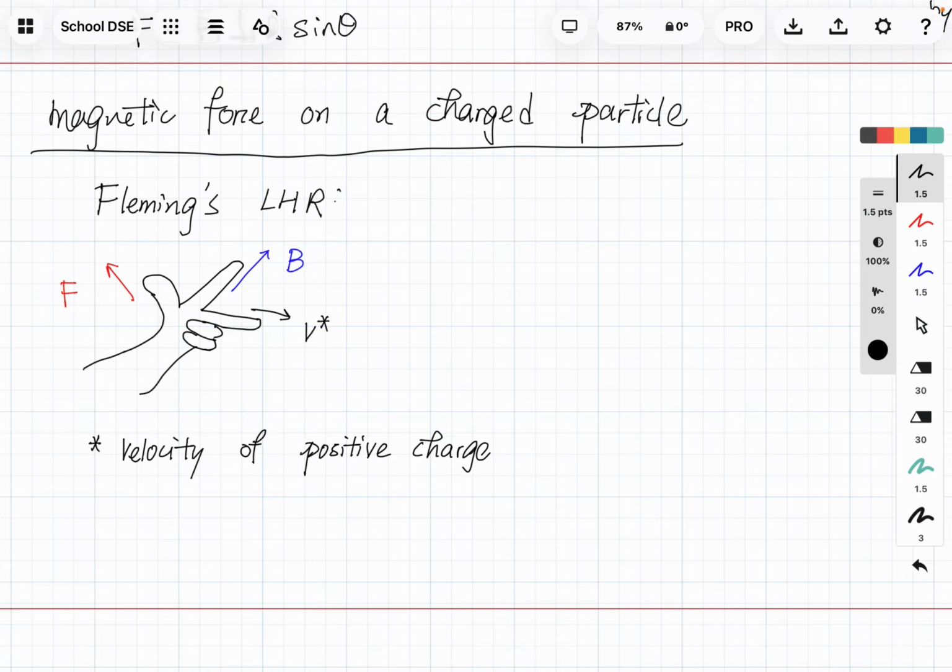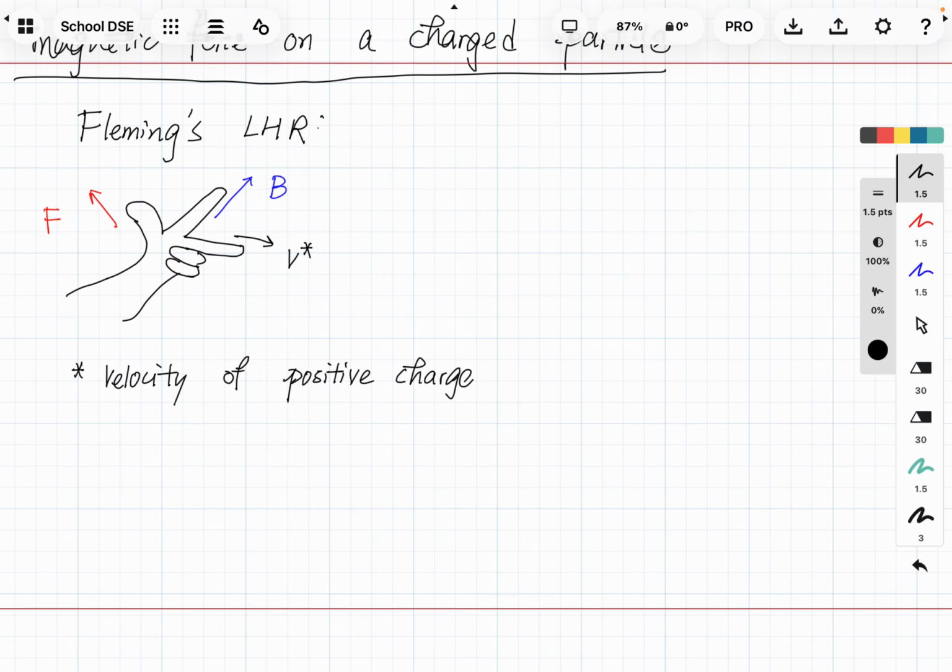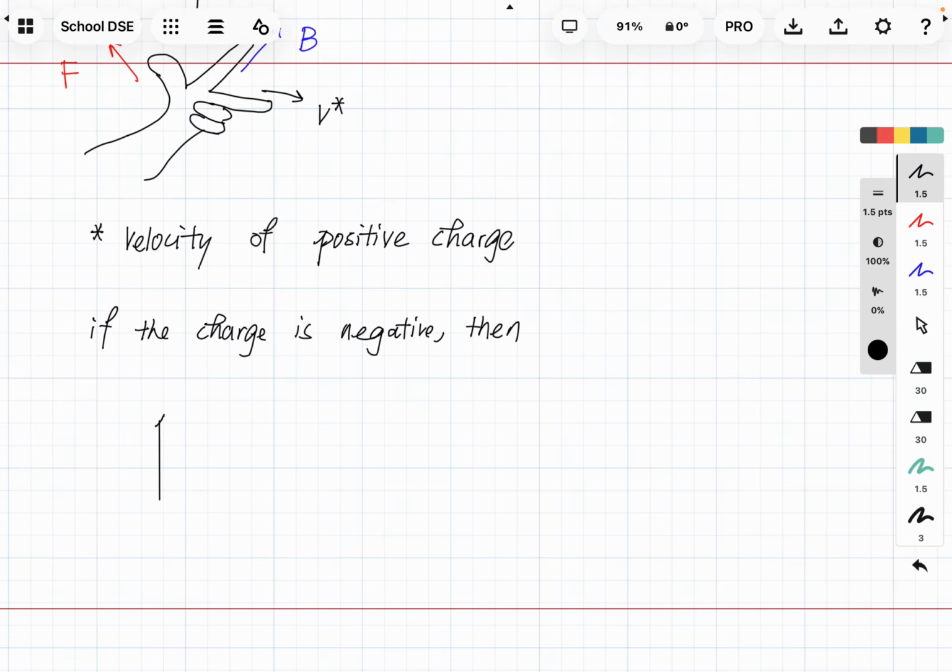So here there will be a force out of the paper, and then it will be a force into the paper, and then here there will be no force. What happened to this? No force.